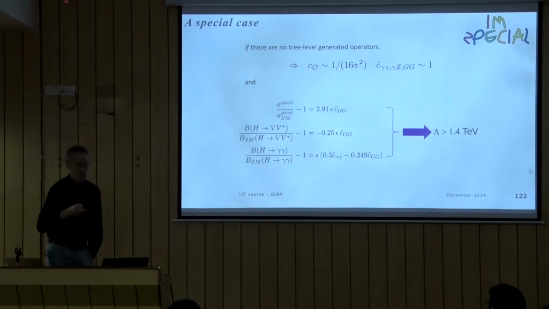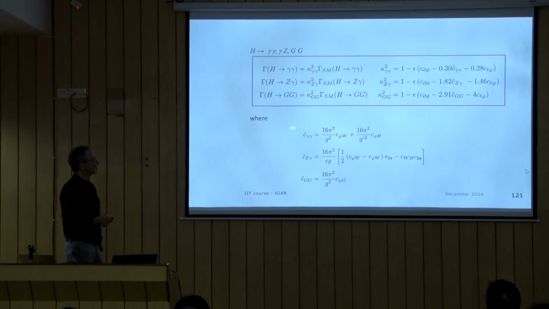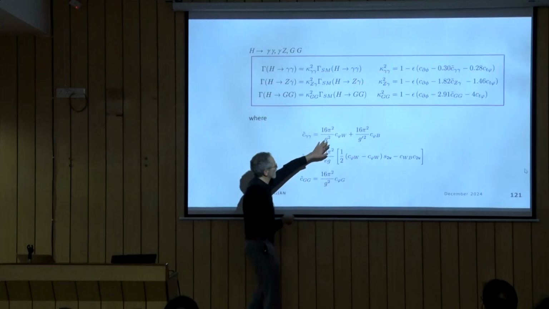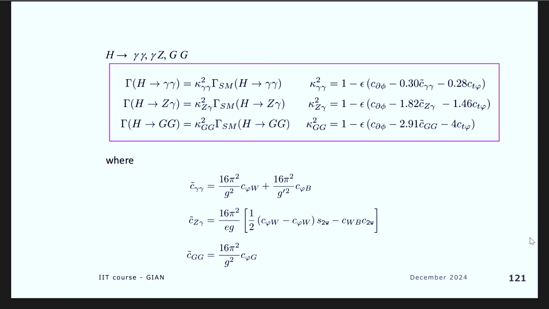And then what happens? So let me go back to this here. See what happens here. This gamma gamma tilde came from loop-generated operator coefficients. By the normalization that I've chosen, these are from loop-generated operators. This goes like 1 over 16 pi squared, but I'm explicitly multiplying by 16 pi squared. So this in general is of order 1.